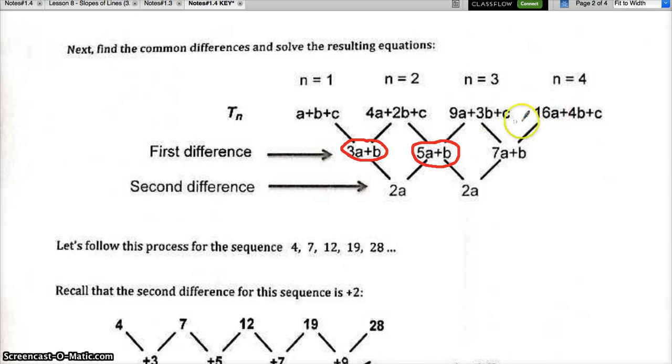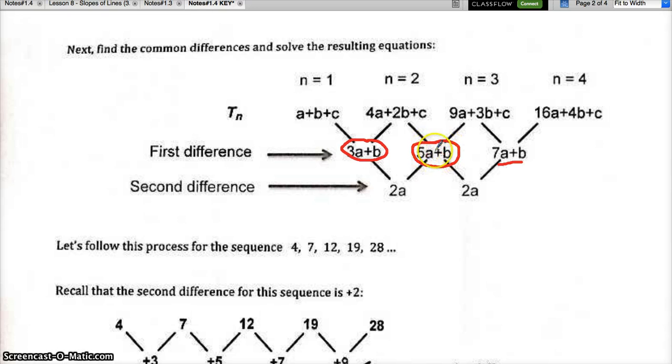We could do it again between term 4 and 3. 16a minus 9a is 7a. 4b minus 3b is b. And then, of course, our c's cancel. So this is our third difference. Well, they are not the same, but when we take the second first difference, did that make sense?